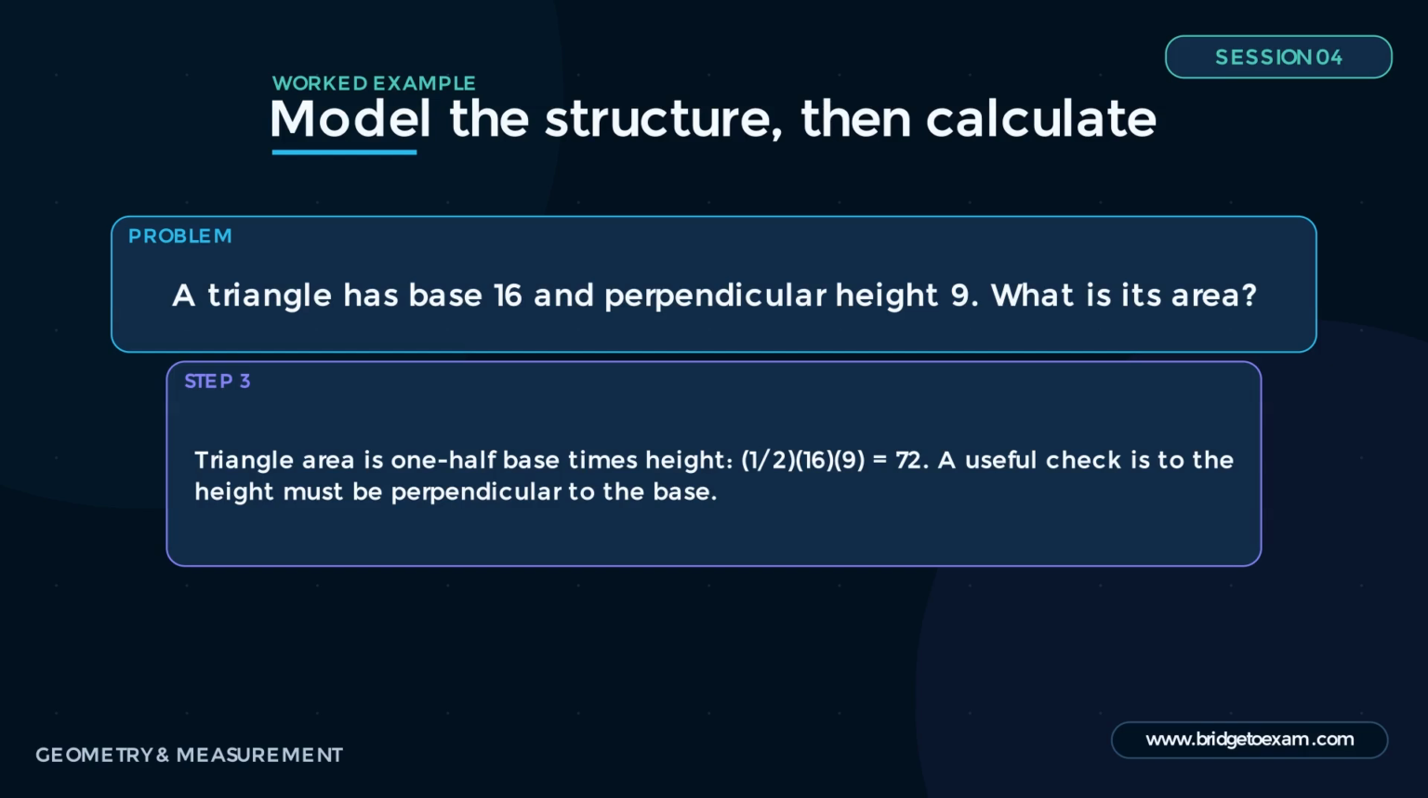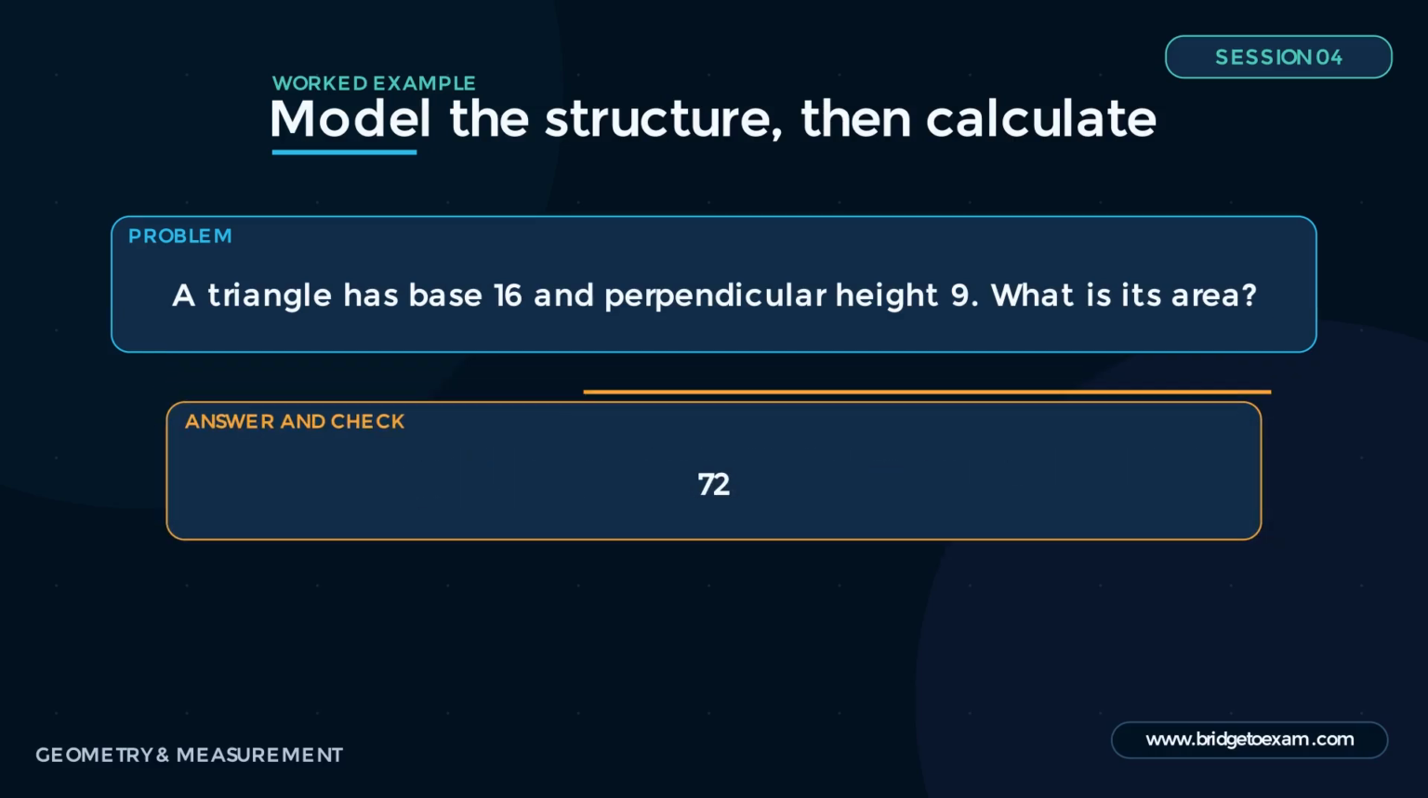Step 3 carries out the mathematics. Triangle area is 1/2 base times height. 1 divided by 2, times 16, times 9, equals 72. A useful check is that the height must be perpendicular to the base. The answer is 72. Now verify the result against the original wording. The quantity, numerical size, and unit must all make sense together.